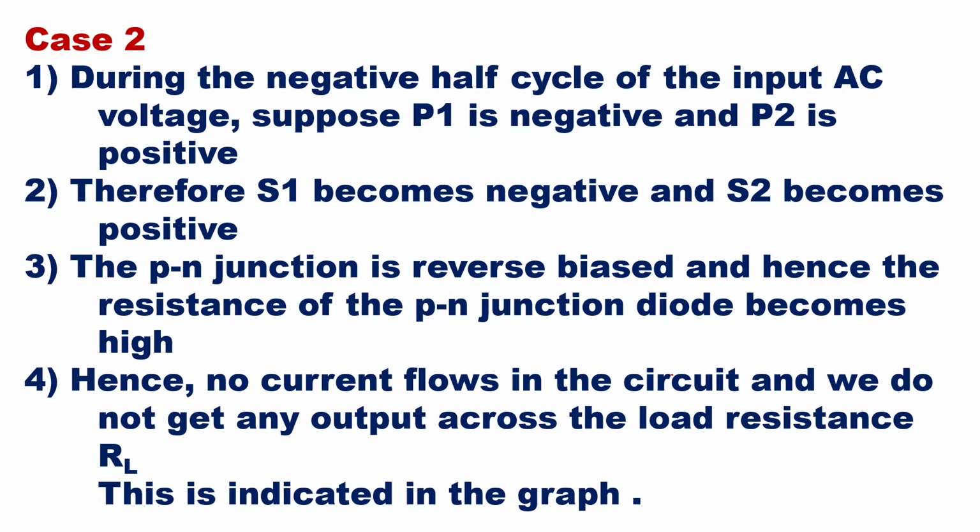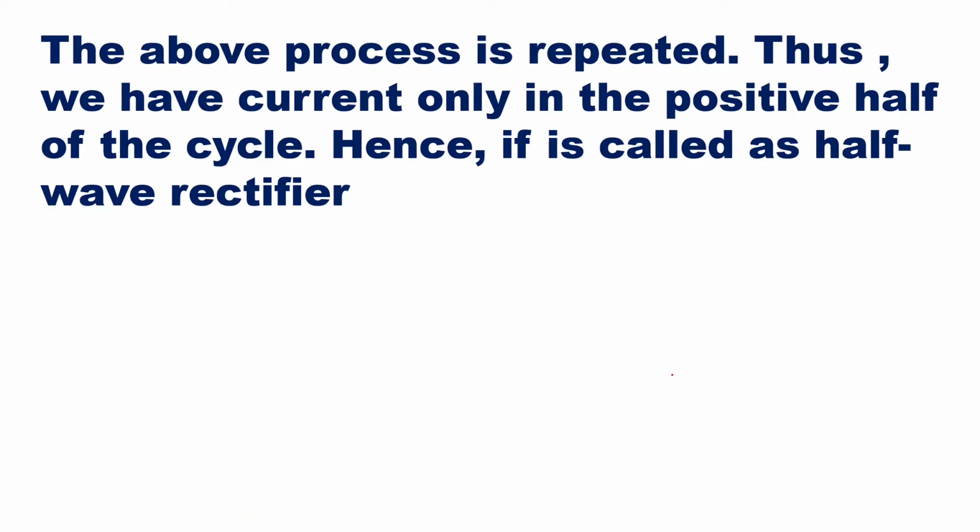Similarly, when you speak about case 2, during the negative half cycle of the AC input voltage, suppose P1 is negative and P2 is positive. Therefore, S1 becomes negative and S2 becomes positive. The PN junction is reverse biased and hence the resistance of the PN junction diode becomes high. Hence, no current flows in the circuit and we do not get any output across the load resistance RL. This is also indicated in the graph. Then the above processes are repeated.